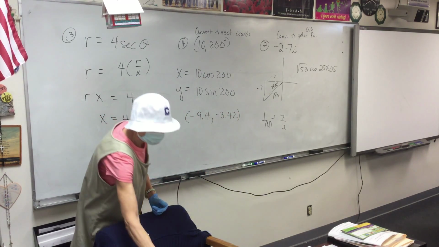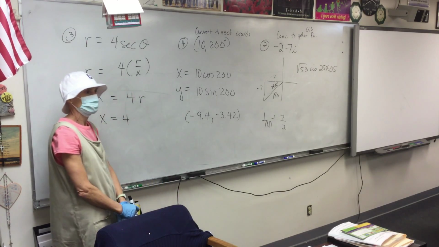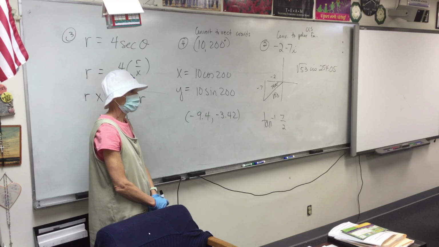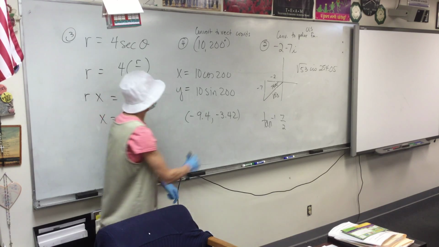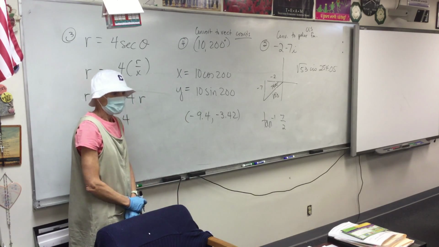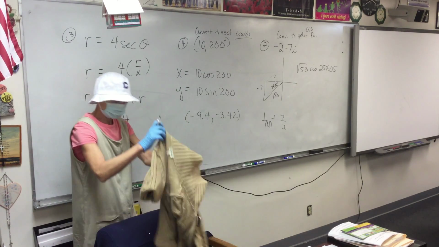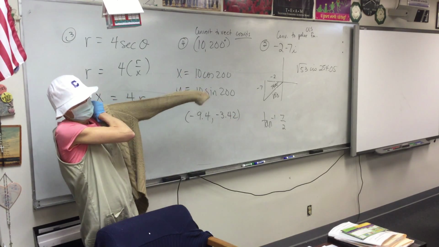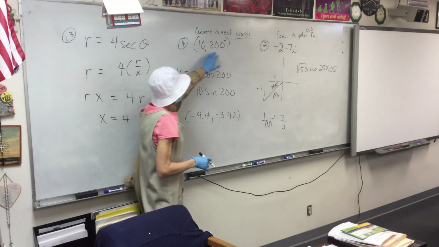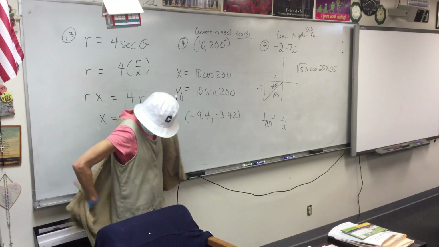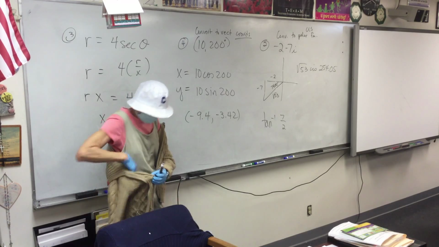Now notice how I wrote my answer. Was that the right way to write my answer? Yes, because the question said coordinates, and what does coordinates always mean? Ordered pair. Sometimes it's r comma theta, but it's always an ordered pair when you write coordinates. All right, one more, and then you can get started on your pre-quest.